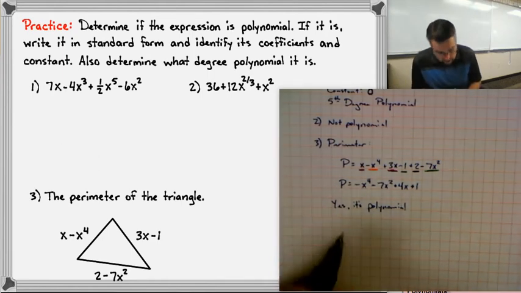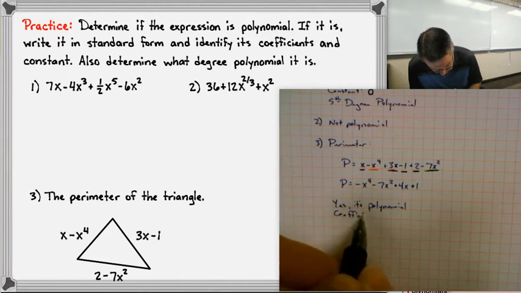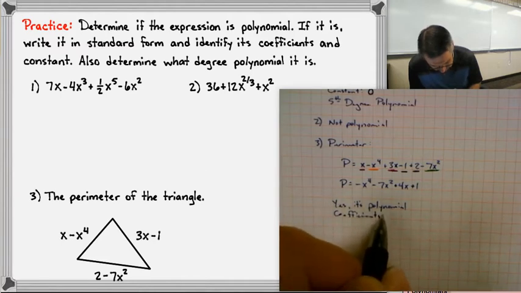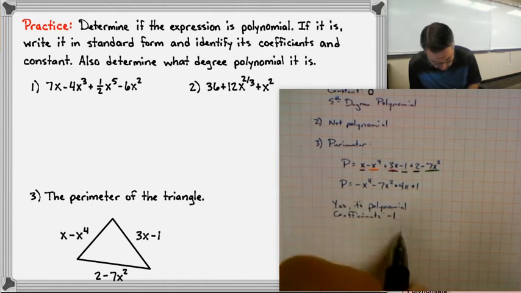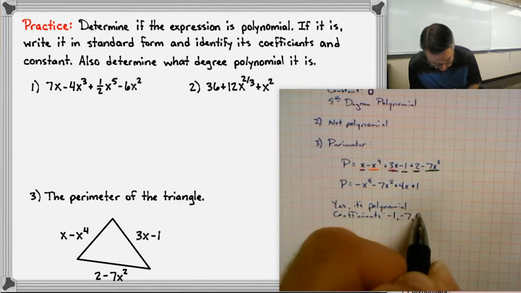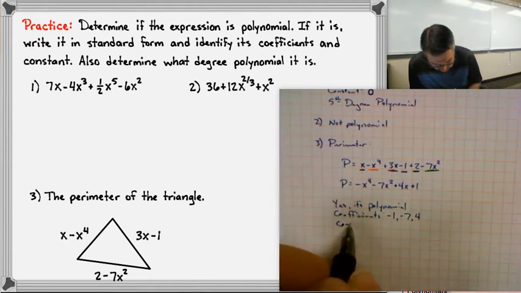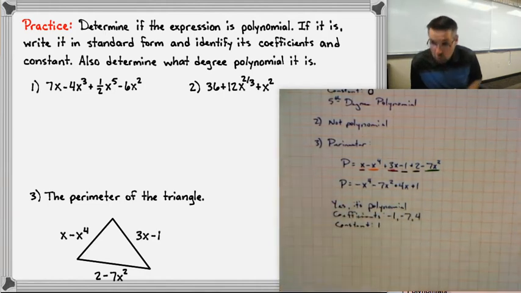So that's done. And then our coefficients are the numbers in front of the variables. So what's the coefficient? Well, here it's negative 1. Here it's negative 7. Here it's 4. And then what is our constant? Our constant is 1. It's the number with no variables next to it.